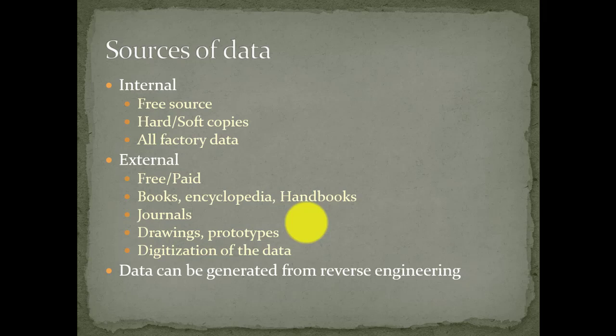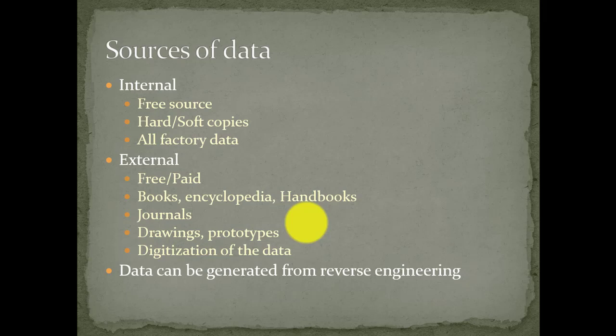So for example, the data that we have discussed earlier, what is the serial number of the faulty bracket. That number is free of cost. Nobody is going to charge for telling that particular data. So it is free of cost. It could be in hard copy or soft copy, and all kinds of factory data can be called an internal source of data. So whatever is available in the factory, we are calling it an internal source of data.